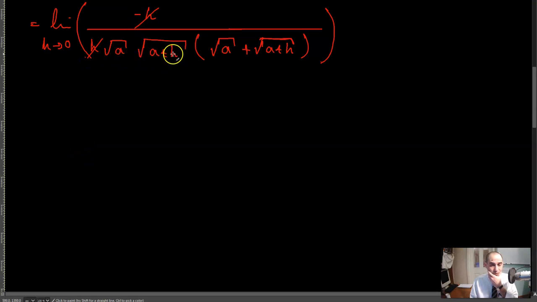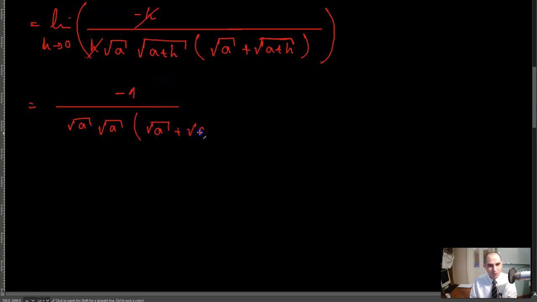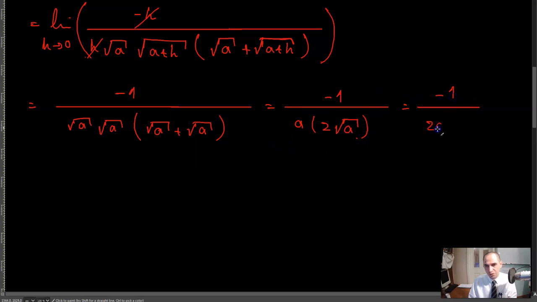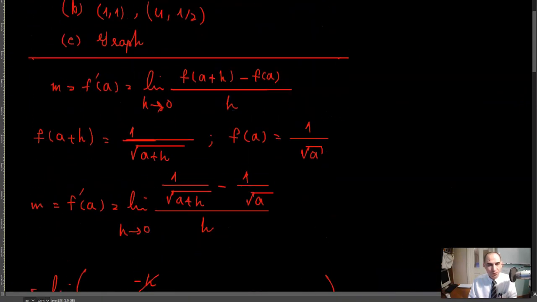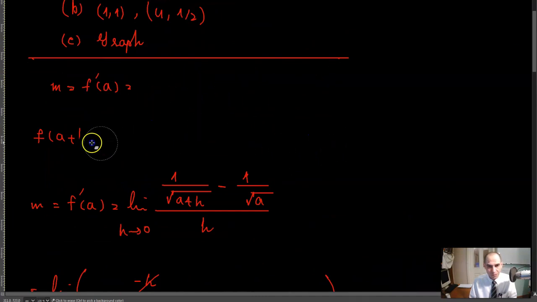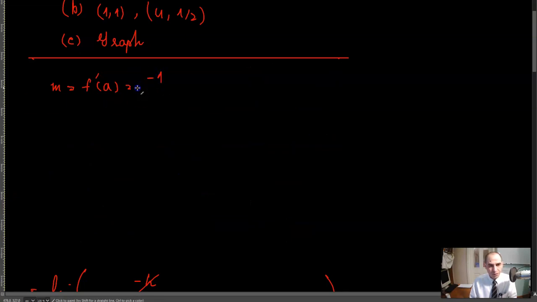Now, as h approaches zero, this becomes essentially negative one over the square root of a times the square root of a, times the square root of a plus the square root of a, which is the same thing as negative 1 over, the square root of a times the square root of a is equal to a, and 2 times the square root of a, right? Which is the same thing as negative 1 over 2a square root of a. So you can keep it as this expression over here: negative 1 over 2a square root of a. That's essentially the slope of the line.